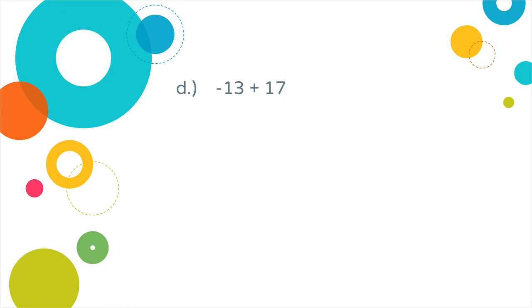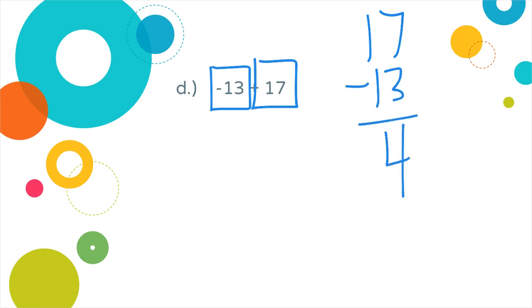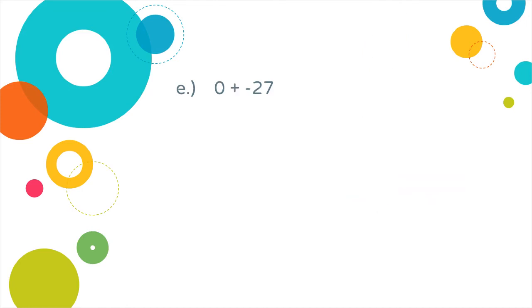Letter D, negative 13 plus 17. You have a negative 13 and a positive 17. Negative and a positive means different signs, subtract. 17 minus 13 is 4. Your bigger number is the 17, which is positive, so your answer is positive, and it is 4.